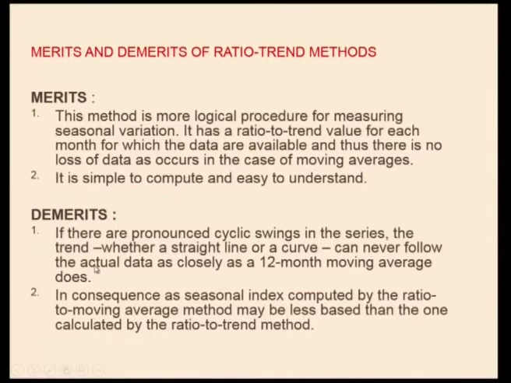And what are the demerits? See, if there are pronounced cyclic swings in the series, then the trend, whether it is a straight line or a curve, can never follow the actual data as closely as a 12-month moving average does. So when you compare, it will not be too close. In consequence, a seasonal index computed by the ratio to moving average method may be less biased than the one calculated by the ratio to trend method. In all these merits and demerits, we have seen how to use the ratio to trend method.